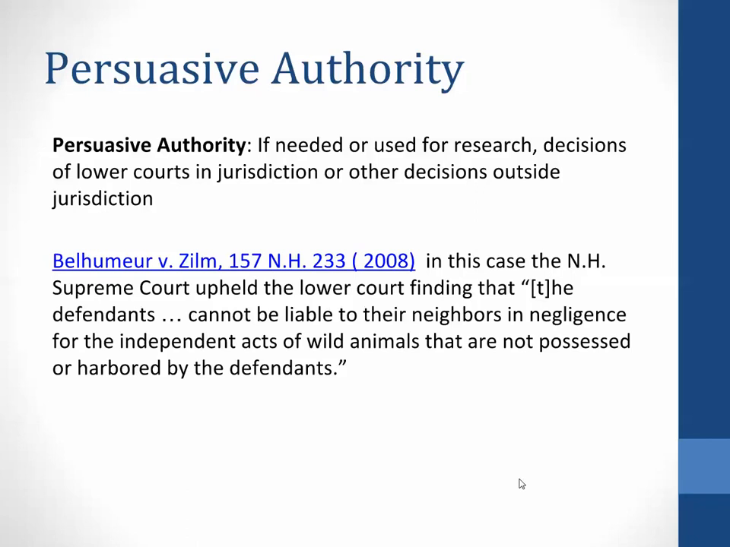And by putting it in your research log this way, you're telling us that you know that it's only persuasive, it's not mandatory.